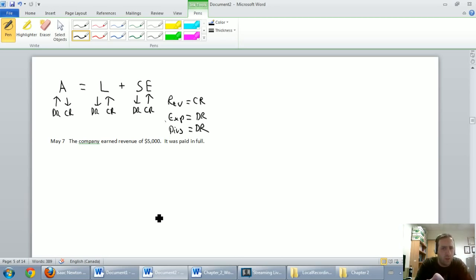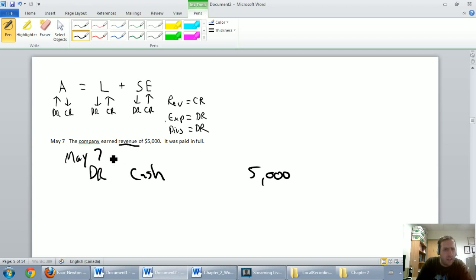So we were paid in full. We got cash. Cash being, of course, an asset. It going up. Let's debit our cash. So debit cash for $5,000. I'll date it May 7th. Now, what's the other half of this? Well, they kind of tip their hand here. They say they earned revenue. This has got to be a revenue situation. We said whenever we have a revenue, we credit it. Well, you know, even if I didn't know that, I'd say I debited cash. I'm missing the credit. I'm going to have to credit something.